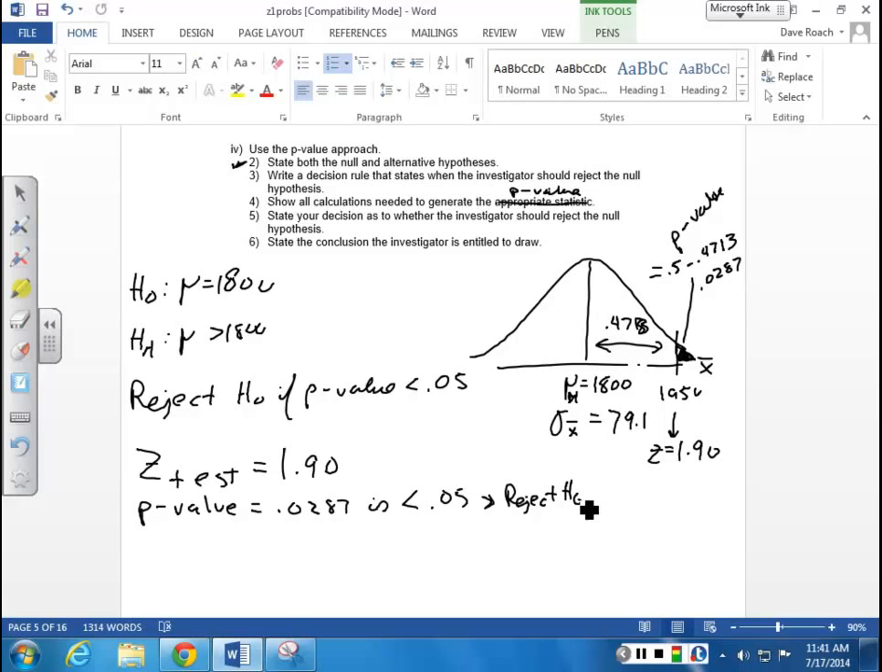The population mean claim is greater than 1800. And obviously we knew the sample mean was greater than 1800. The sample mean is 1950. The question is, is it so far above that we're confident that it's greater than 1800? And we can be, because the p-value is less than 0.05. Reject H0 if the p-value is low.